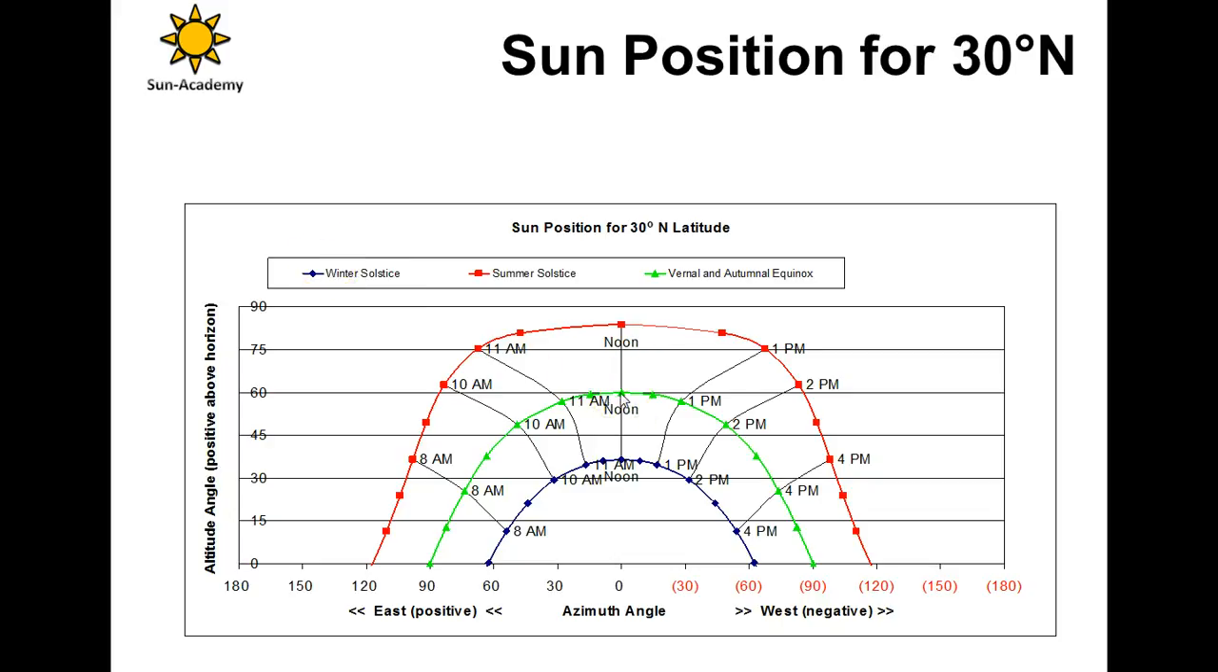What is the sun position at 8 a.m. on the winter solstice for this position? Locate the blue winter solstice line. Find 8 a.m. on the line and check the altitude angle. The altitude angle is approximately 13 degrees and the azimuth angle is approximately 50 degrees.